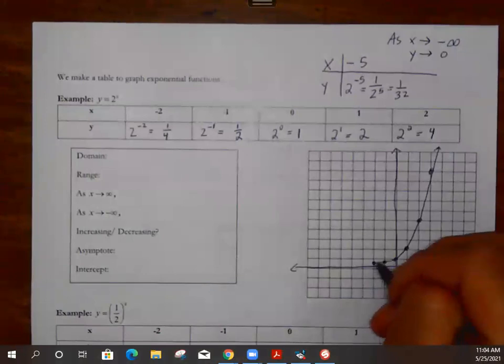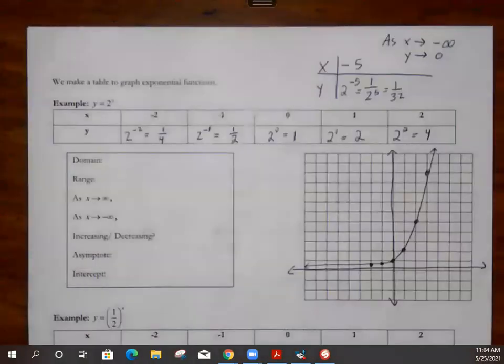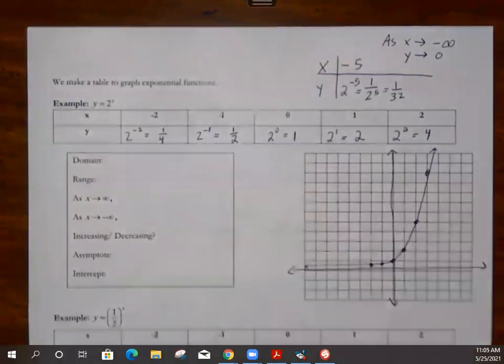And then going the other way, it's going to get closer and closer to 0 because it keeps getting half the distance to the x-axis. It'll never actually touch it.